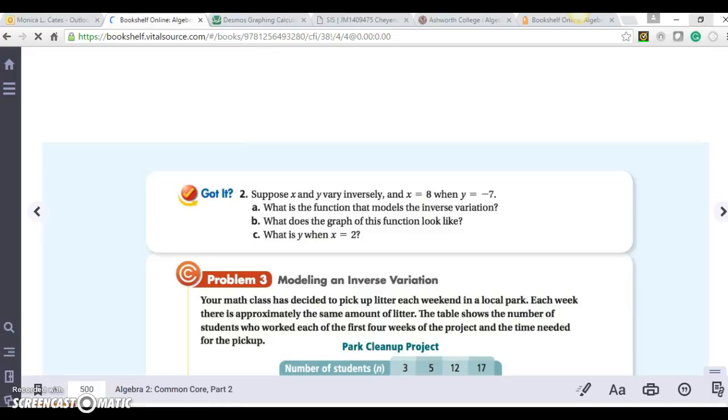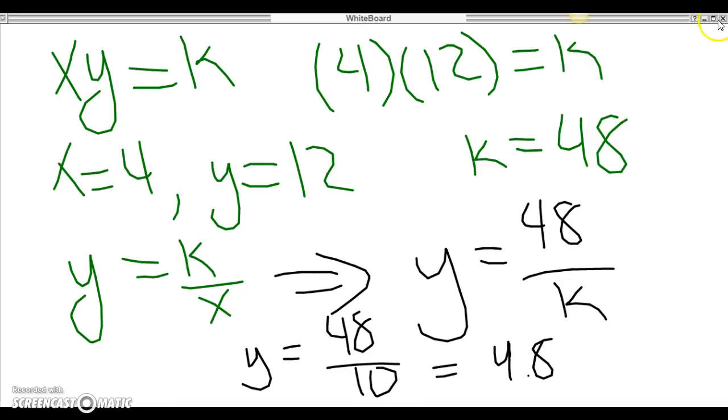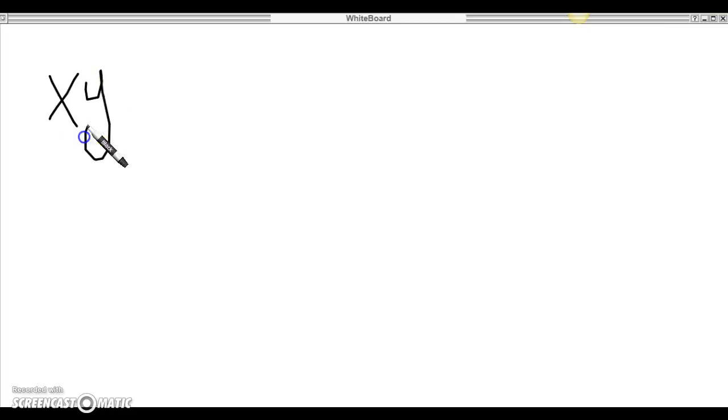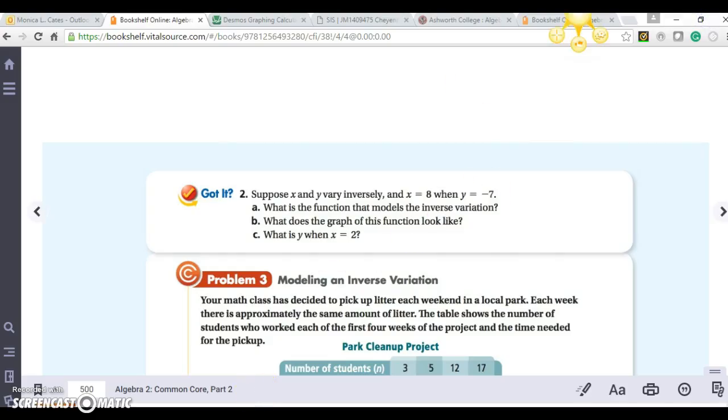So suppose x and y vary inversely, and x is 8 when y is negative 7. What is the function that models the inverse variation? So first, let's clear my board, and I know that xy equals k. And x equals 8, y equals negative 7.